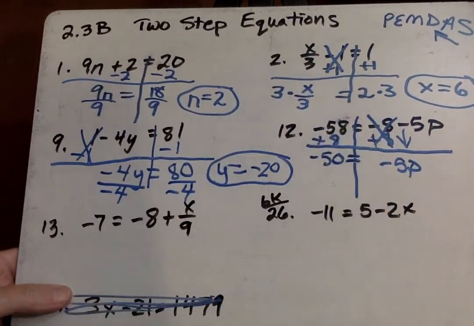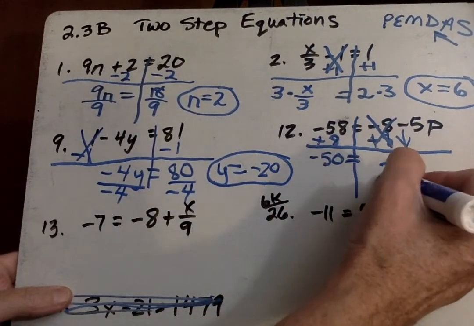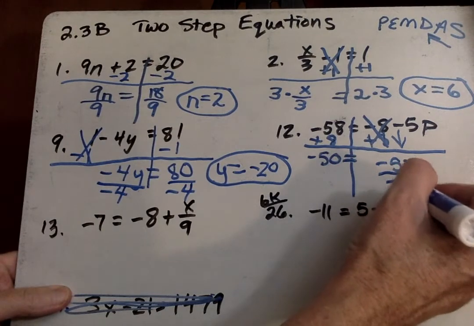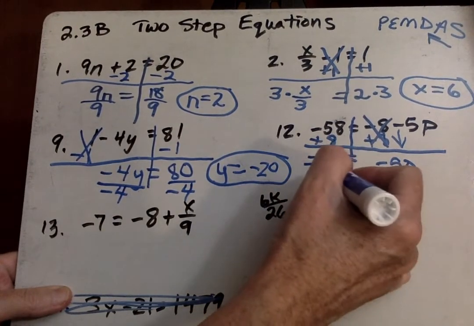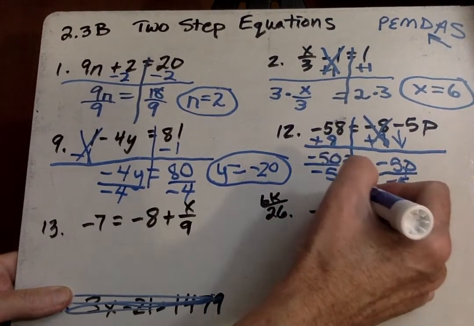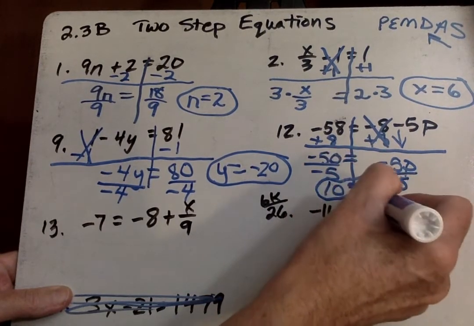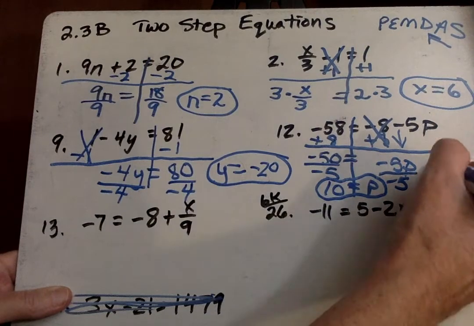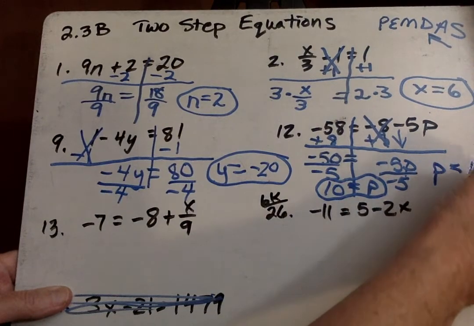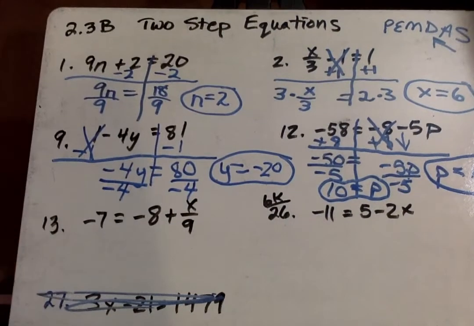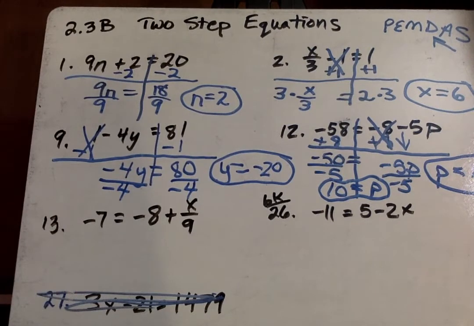So we subtract. We get -50 equals -5p. Divide by -5. So p equals 10. Which, if you want to rewrite it, and if you want to double check your answer, you could, but I'm not going to take the time here.